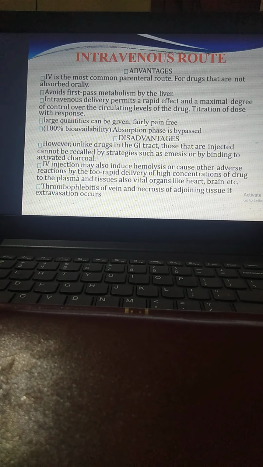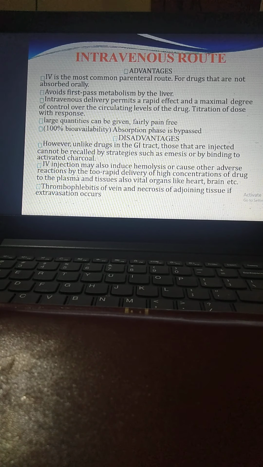Titration of dose with response. So how much dose you give depends upon the brisk response. And large quantities can be given fairly pain-free. So we can give large quantities, and 100% bioavailability is there. We can give infusion also. Infusion is also an intravenous route. So 100% bioavailability, the absorption phase is bypassed. There is no absorption phase.